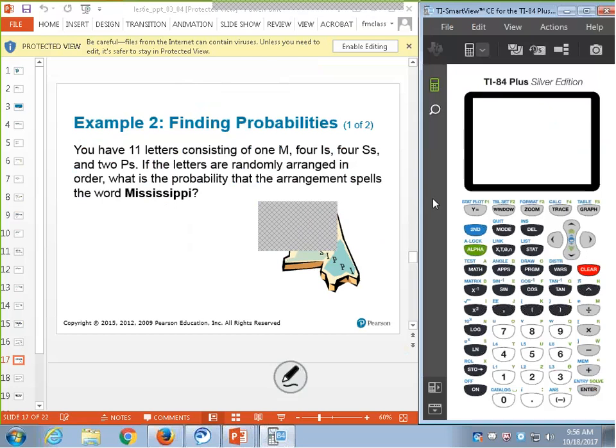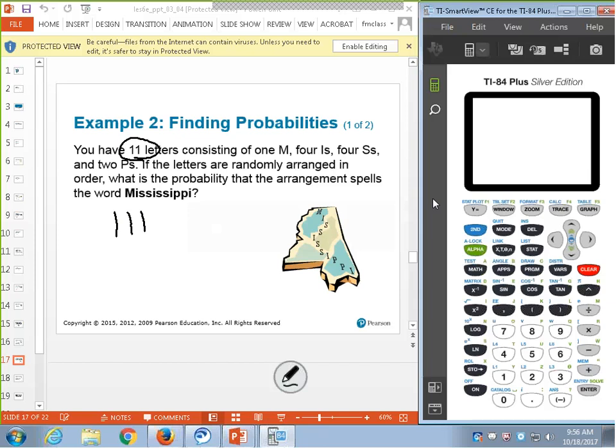So what's the total of all the different sequences? Altogether there are 11 letters, and some of them are the same. So this is the formula where you use the duplicates. I call it the duplicate formula. So if they were all different, the answer would be what?